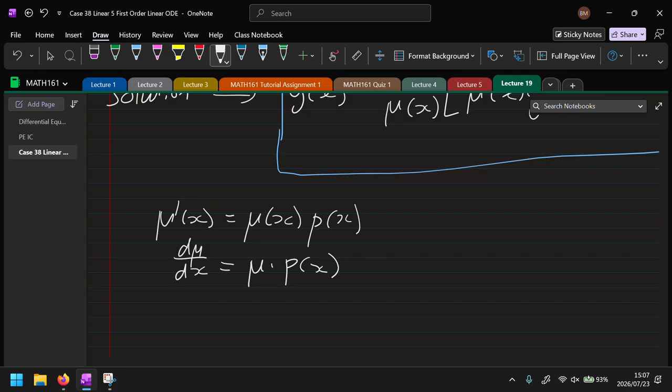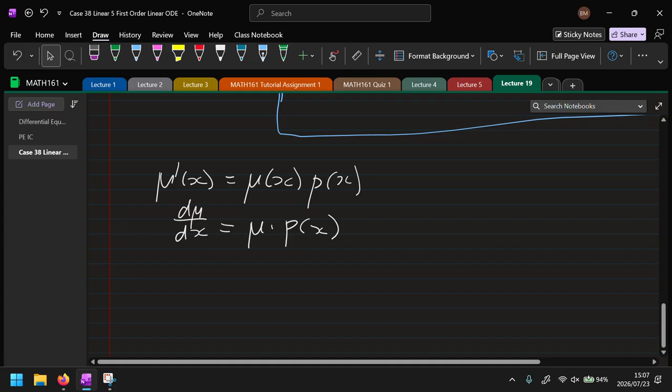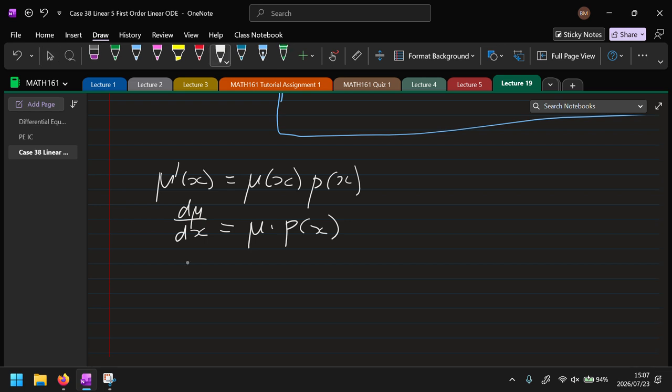What type of differential equation is this? Separable, yeah. Look at the right side. It's mu times something with x, separable. So we're going to separate this out. All the mu stuff we're going to take to one side, all of the x stuff we're going to take to the other side.